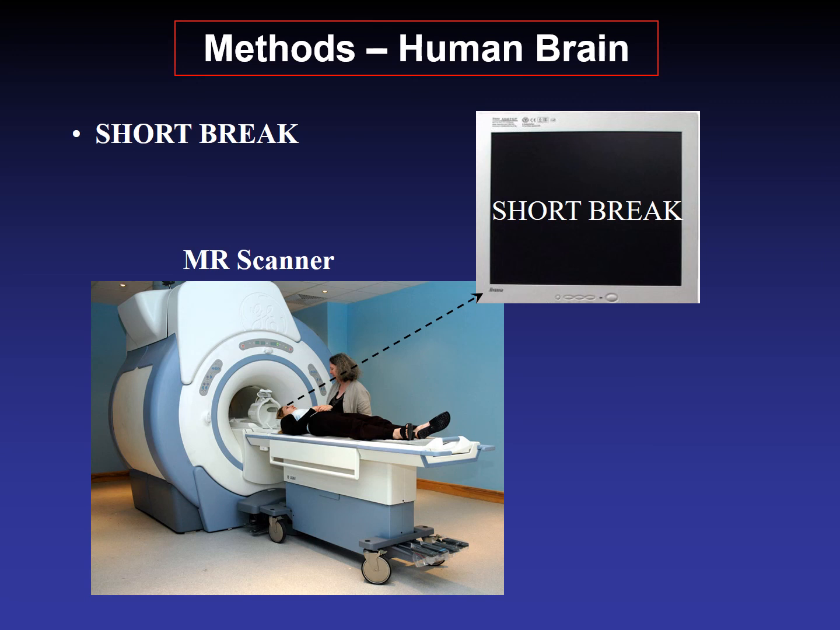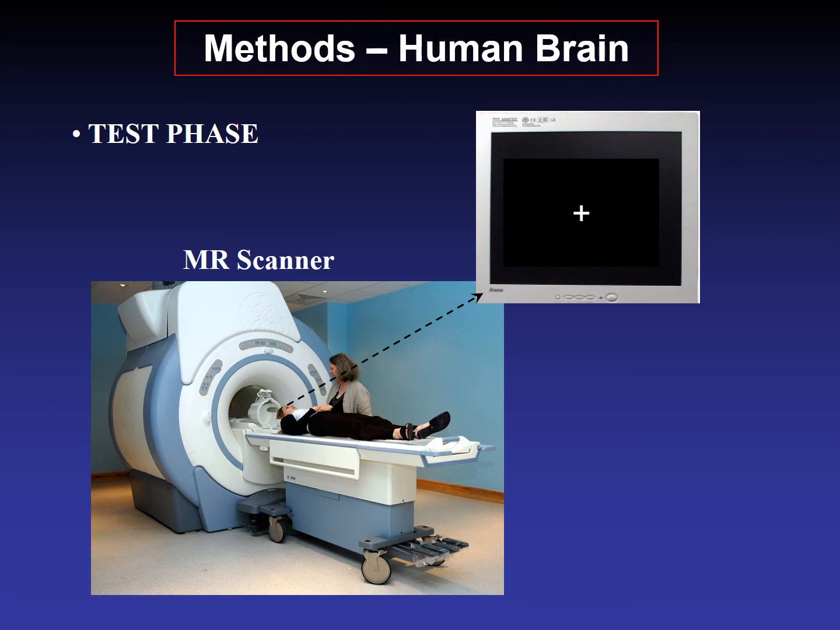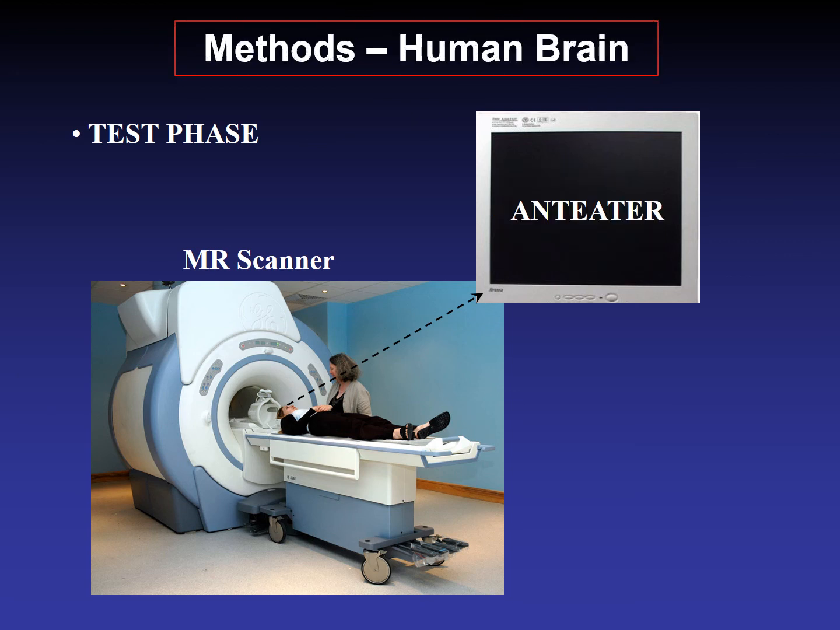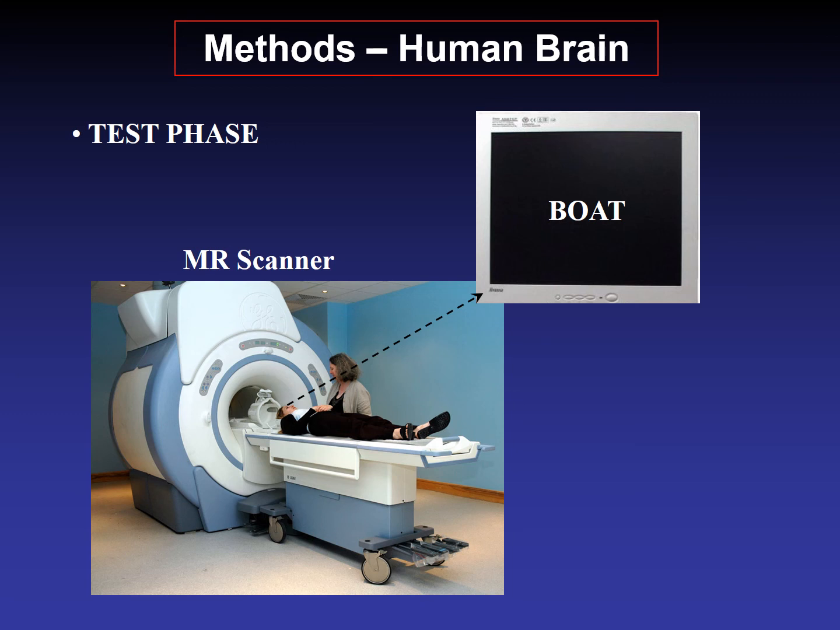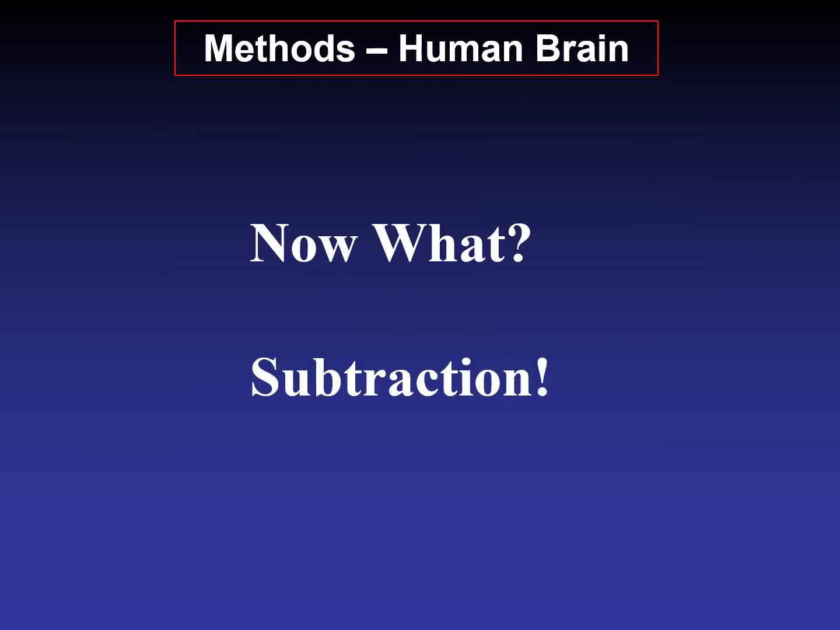And then there was a short break and the scanner was turned on. Now that the scanner's on, they're given items to say whether they're old or new. So anteater in this example would be new because you didn't see it in the study phase. Ladybug would be old, calculator old, and boat would be new. And there'd be about 100 of these items, half of them old, half of them new. Now what? Well, we need to do subtraction.